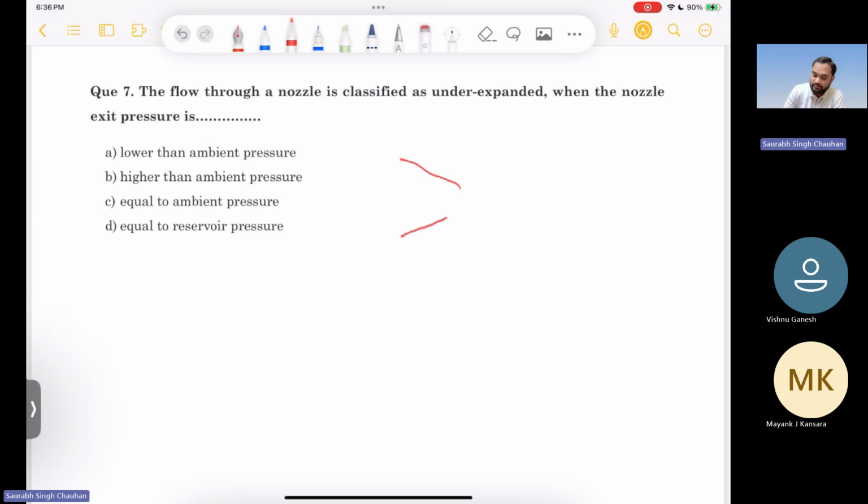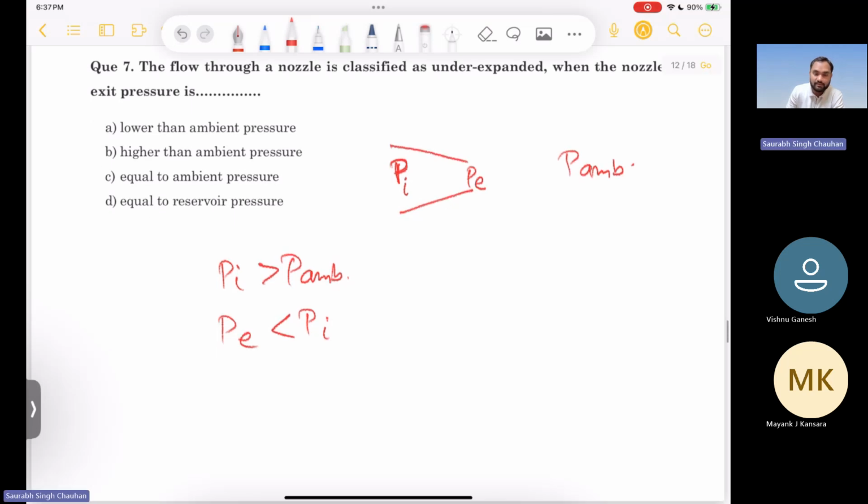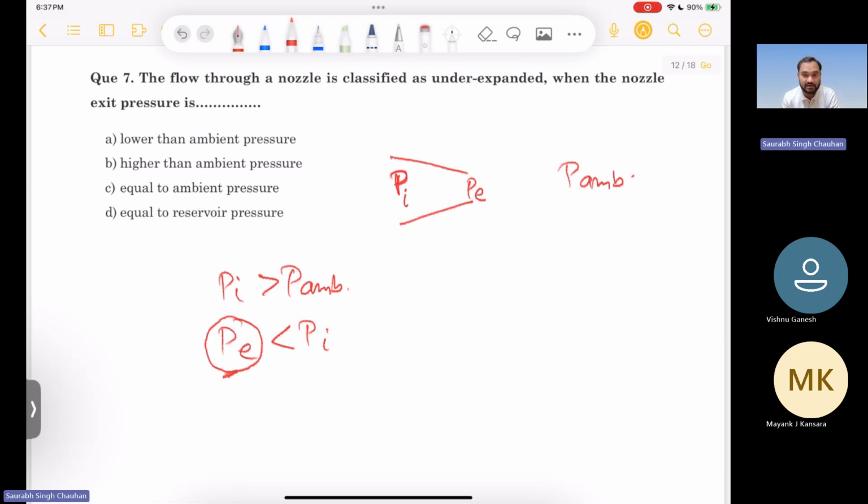Let us say this is a nozzle. Here you have some pressure P and outside you have some pressure, the ambient pressure. This is pressure at inlet and this is pressure at outlet. So this Pi is greater than P ambient, and it will be continuously decreasing. So Pe will be less than Pi. But at the outlet, whether this P exit is less than or greater than P ambient, based on that you can say whether it is overexpanded or underexpanded.